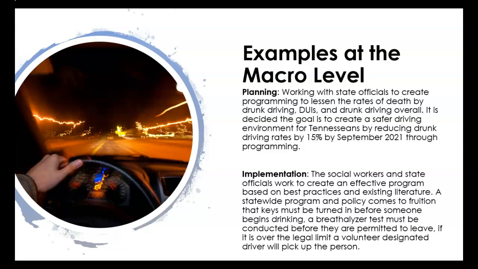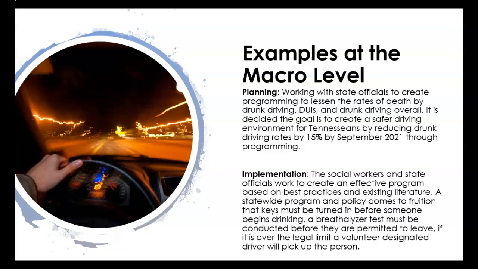The social workers and state officials are the who. Create an effective program based on best practice and existing literature is the what. So the program is the what, but in that program you're using best practices and existing literature, which falls under the what, but it's how. How are you creating the program? With best practice and existing literature. And the statewide program and policy comes to fruition.